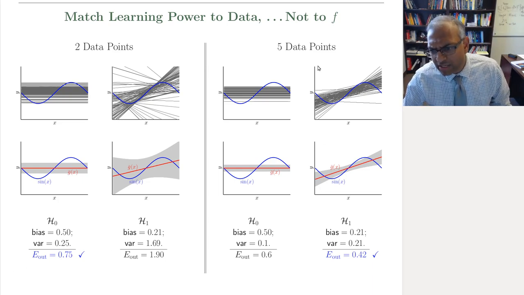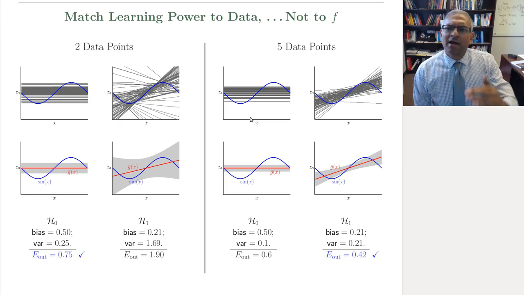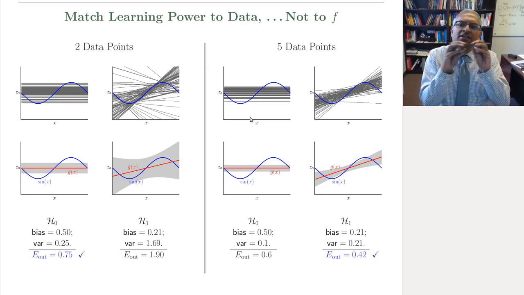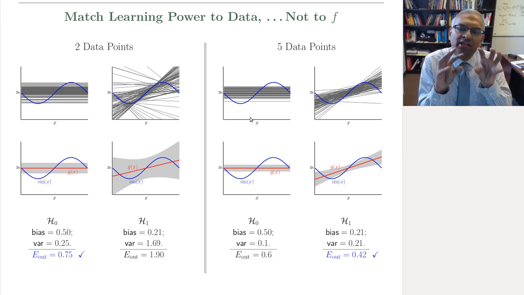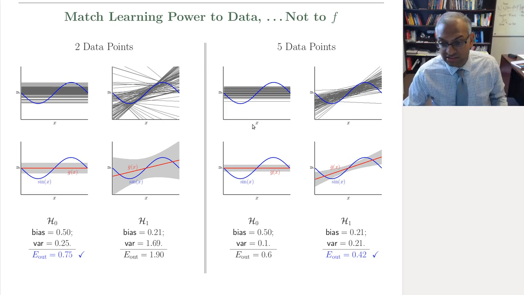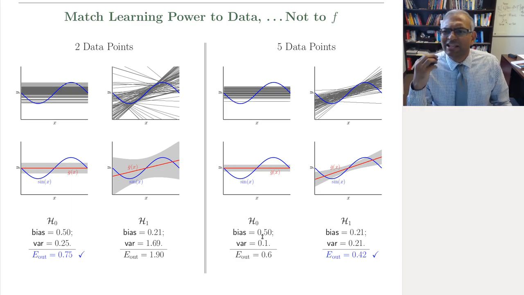Now, let's look at what happens when I increase the number of data points to 5. H0 seems to be behaving similarly. It's still constrained by the fact that it has to use flat lines, so it can't approximate that well. But because we have 5 data points, the variance has also dropped a little bit, because the additional 3 data points further constrain the line that you can output. The average of 5 data points is much more stable than the average of 2 data points, and that's seen in the variance dropping. But the bias stays approximately the same, because the bias is roughly speaking capturing what you can do, and on average it doesn't approximate well. Still 0.5, and the variance is lower, at 0.1. So when you take the sum, 0.6.